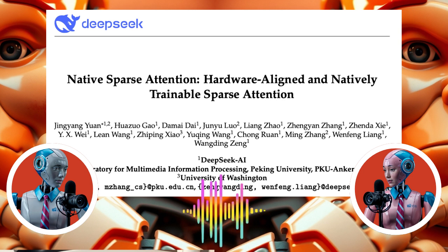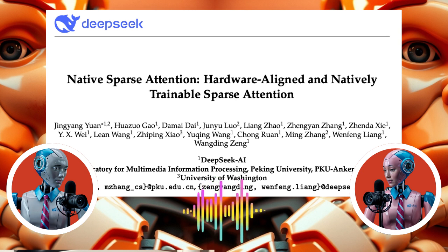Right. They even tested it on this needle in a haystack challenge, finding a specific bit of information in a huge data set. And did it work? Did it find the needle? It did, with perfect accuracy, even when they made it search through 64,000 words. Wow. Which really highlights just how efficient NSA is. That's incredible. It's like finding a specific grain of sand on an entire beach.